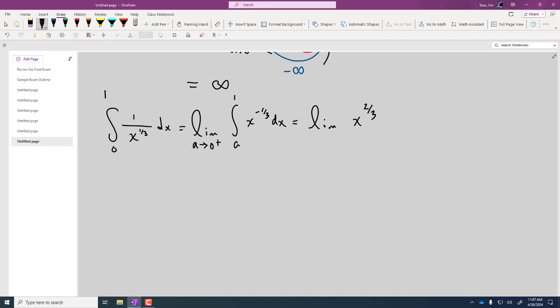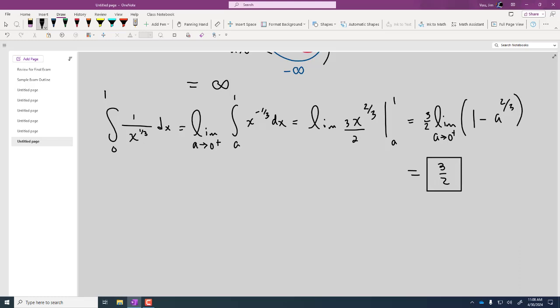We add 1 to the exponent, we divide by the new exponent, a to 1, factor out the 3/2. So we end up with 1 to the 2/3 minus a to the 2/3, as a goes to 0. Again, here it's really easy to assume that a is going to infinity just because we mostly do that. Don't make that mistake and say, oh, this is 1 minus infinity. So this is 1 minus 0. This is going to go to 0 as a goes to 0, so we end up with a finite value, so the improper integral converges.